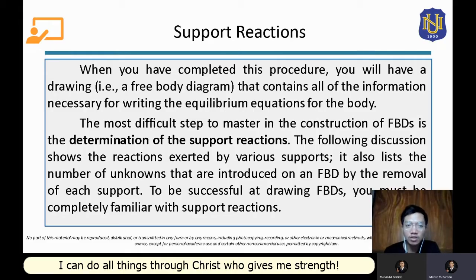So the following discussion shows the reactions exerted by various supports. It also lists the number of unknowns that are introduced on an FBD by the removal of each support. To be successful at drawing FBDs, you must be completely familiar with support reactions. So we will start now our discussions about different supports, and the reaction forces that they provide. Okay, so let's start our discussion.